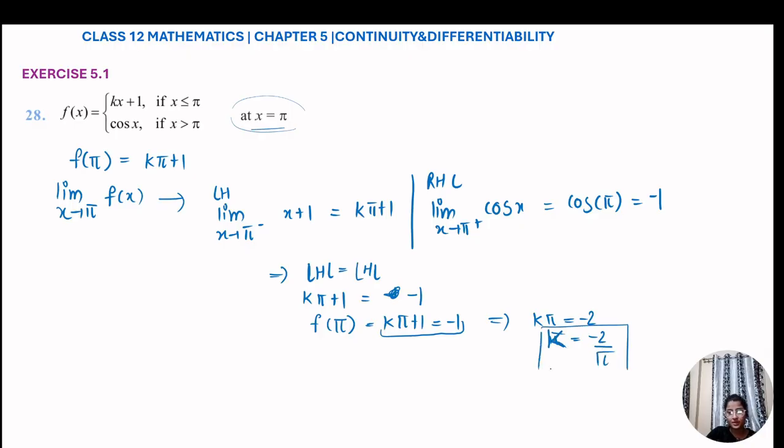So what you have found is the condition on k, that your k should be minus 2 by pi for the existence of your limit or for the function to be continuous. Okay. So now this is also done. Now let's move to the next question, that is question number 29.